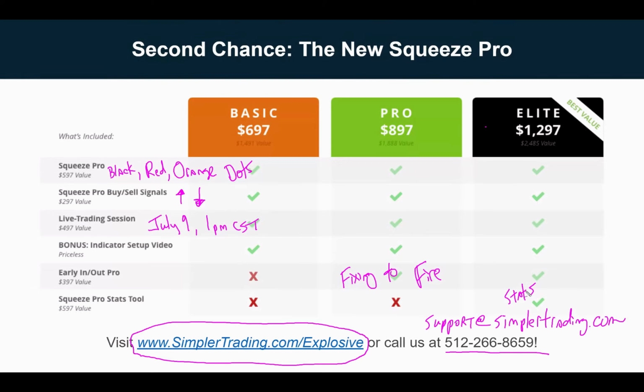What is the difference between the old Early In and Out indicator and the Early In and Out Pro? Roy, the Early In and Out Pro is modified to work with those black, red, and orange dots. The old one's fine, it's just triggering off of those red dots. Are all of the arrows part of the Squeeze Pro buy sell signals? Yes.